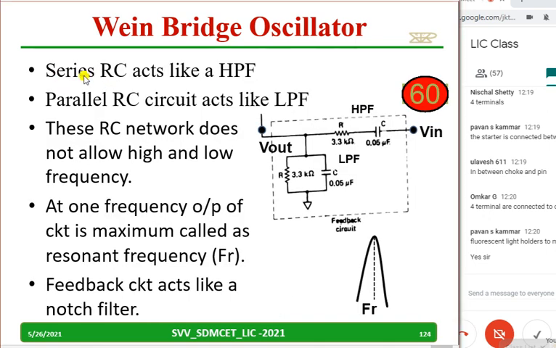A series RC acts as a high pass filter and a parallel RC acts like a low pass filter. These RC networks do not allow high and low frequencies. One particular frequency will be allowed, and at one frequency the output of the circuit is maximum, which is called the resonant frequency. The feedback circuit acts like a notch filter. Notch means a particular frequency will be allowed. Just copy down 1 or 2 points from this particular slide. I'll wait for a minute.